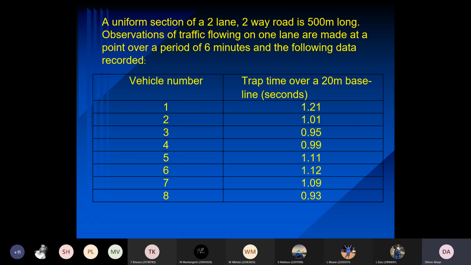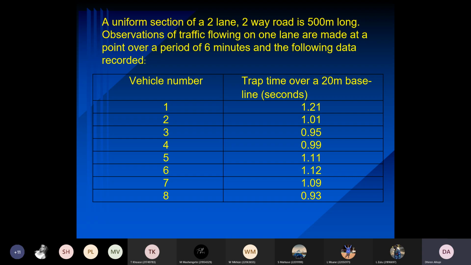So there you have a simple question where you're given, for example, a uniform section of a two-lane, two-way road. And there's your test section reflected, 0.5 kilometer or 500 meters. And you're observing traffic flowing in one lane. You observed the traffic over a period of 6 minutes. There's your observation period, 6 minutes. And the following data was recorded.